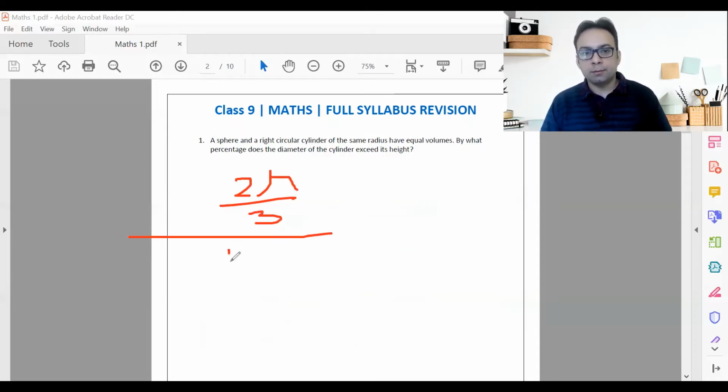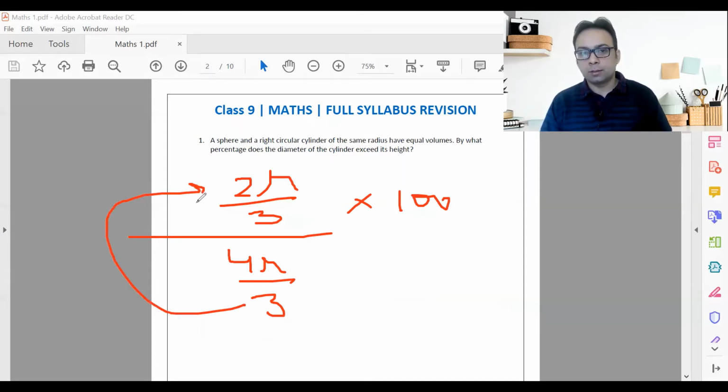Whole divided by, we have 4r by 3 multiplied by 100. So again, a concept that we have discussed time and again. 3 gets multiplied with 2r and this 3 gets multiplied with 4r. That means these 3 and this 3, they both will cancel out each other. R and r will cancel out each other.